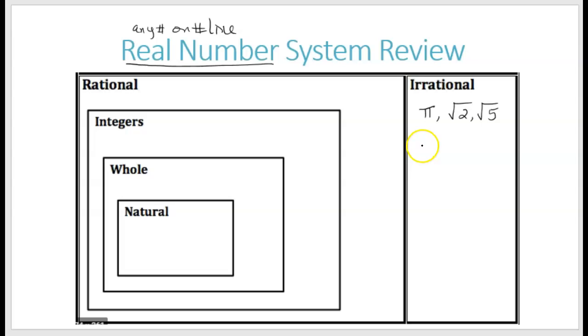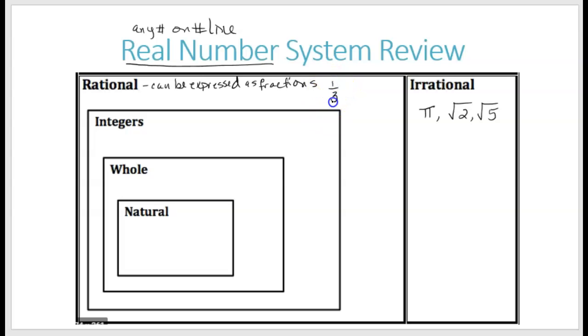They're going to be non-repeating, non-ending decimals, okay? So decimals that go on forever with no recognizable repeating pattern. Now, rational numbers are basically all the other numbers in the real number system. So rational numbers can be expressed as fractions. And they contain everything else, all right?